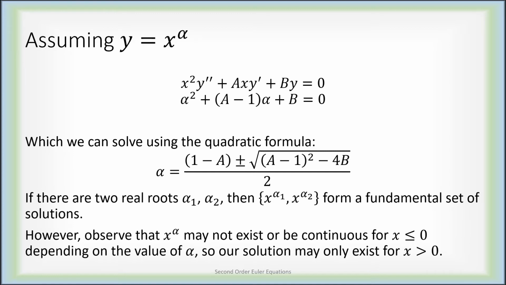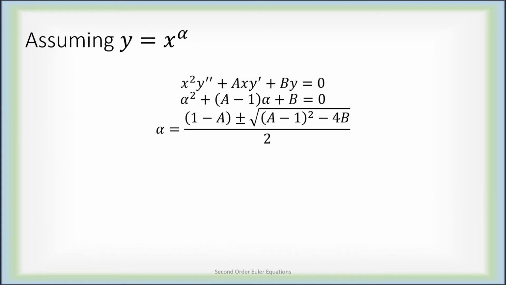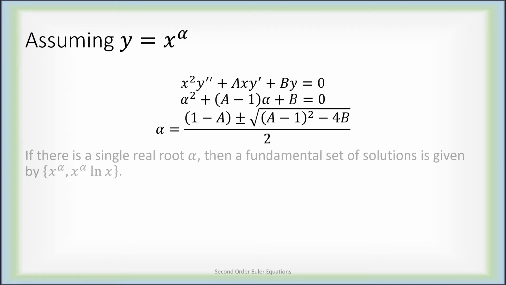We may have to restrict ourselves to the positive ones. So we've reduced the entire problem to a quadratic formula application giving us alpha should be (1 minus a) plus or minus the square root of (a minus 1) squared minus 4b, over 2. And when there were two distinct real alphas that this produces, we know what to do. What if there's a single real alpha? In other words, that discriminant (a minus 1) squared minus 4b is 0.